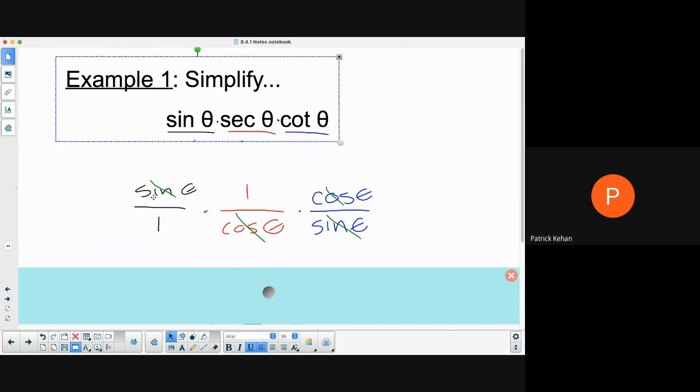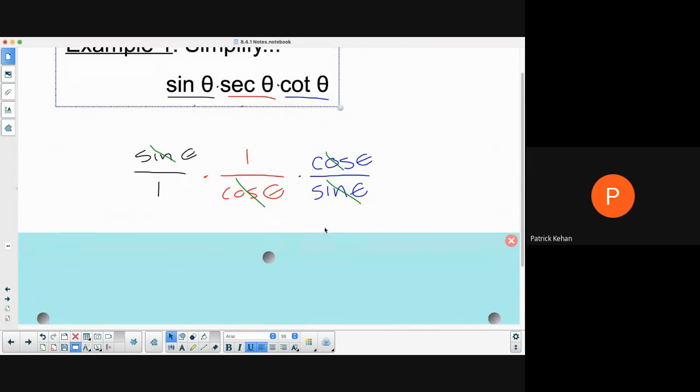Okay, so sine theta stays the same. Secant theta becomes 1 over cosine theta. Cotangent theta becomes cosine theta over sine theta. Now this is the product of three fractions, right?